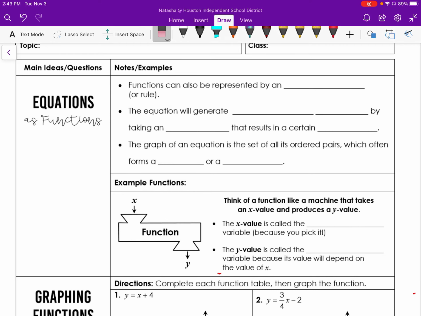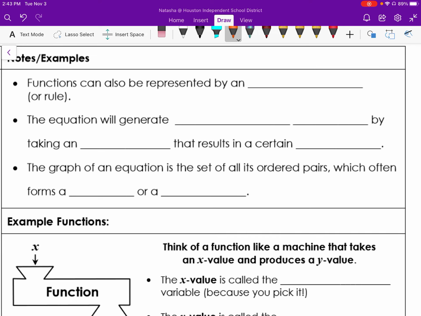All right, there's a special thing that happens with functions, specifically when we're talking about equations as functions and representing our function as an equation. So this is a really special relationship because functions are represented by equations. Let me write that down. Or that's also a rule. We're doing something to that value, that input, and we're getting something out, okay?